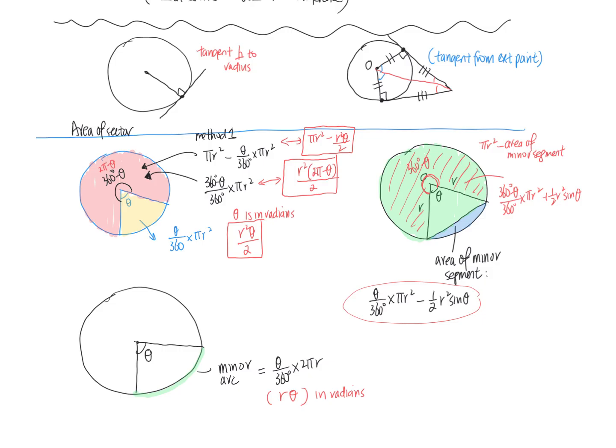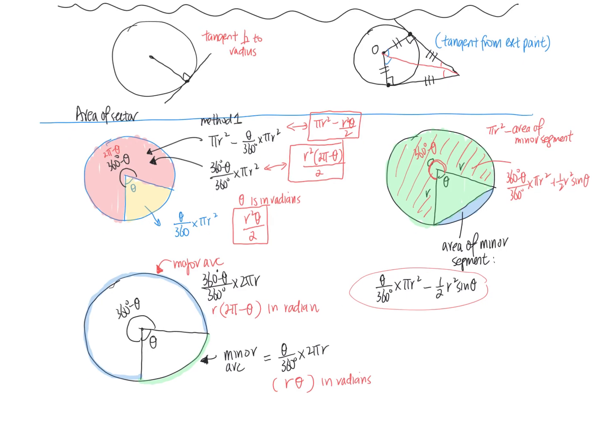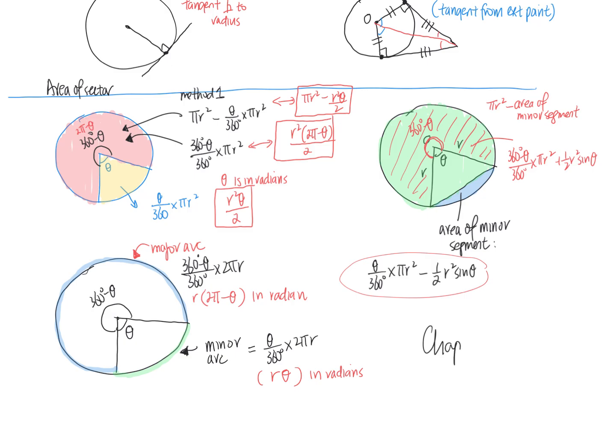But if you want the major arc, the blue line, you can go and find this angle first, which is 360 minus theta. So 360 minus theta over 360 times 2 pi r. But if it's in radians, you will use 2 pi minus theta, then times radius. So this is in radians. Major arc. Okay, so make sure you know when you are finding what. So this is chapter 9 and chapter 10. All that I can test you. Chapter 9.